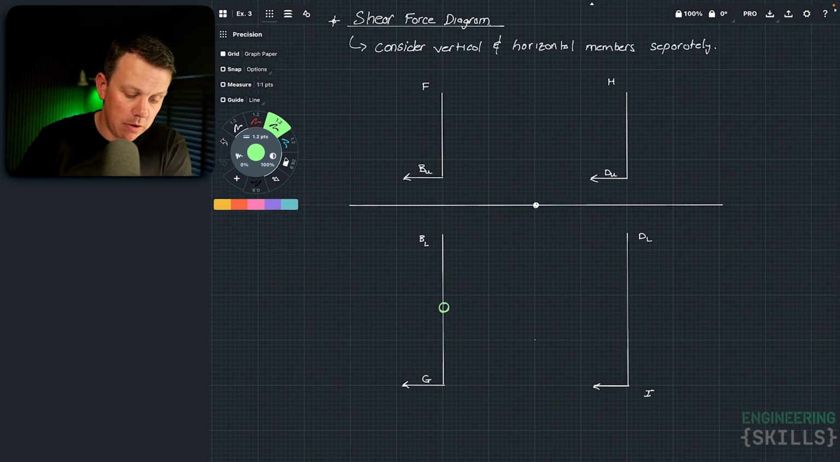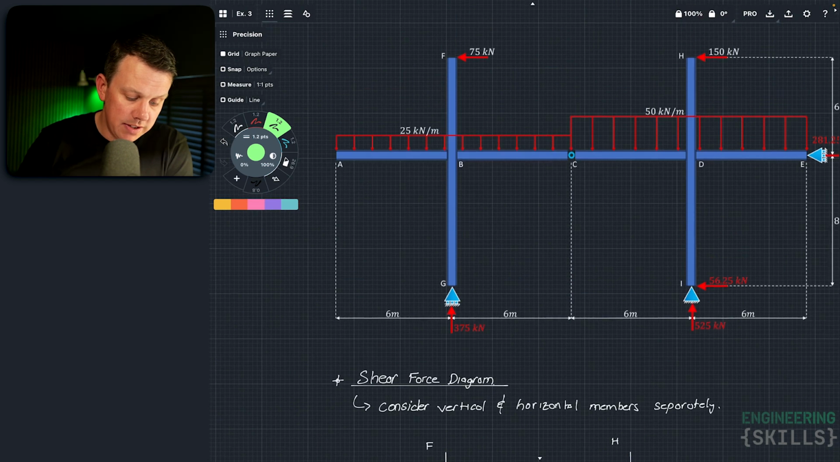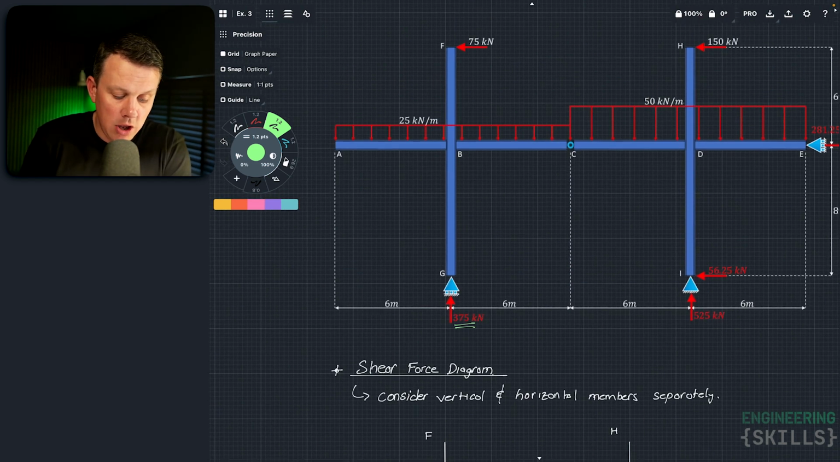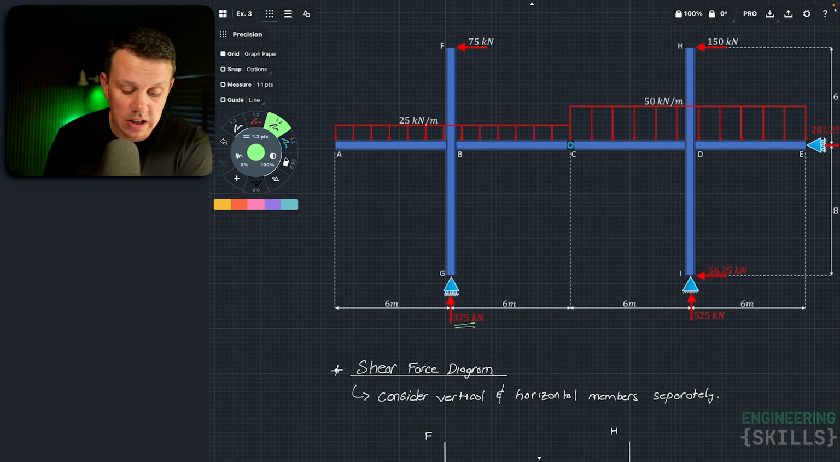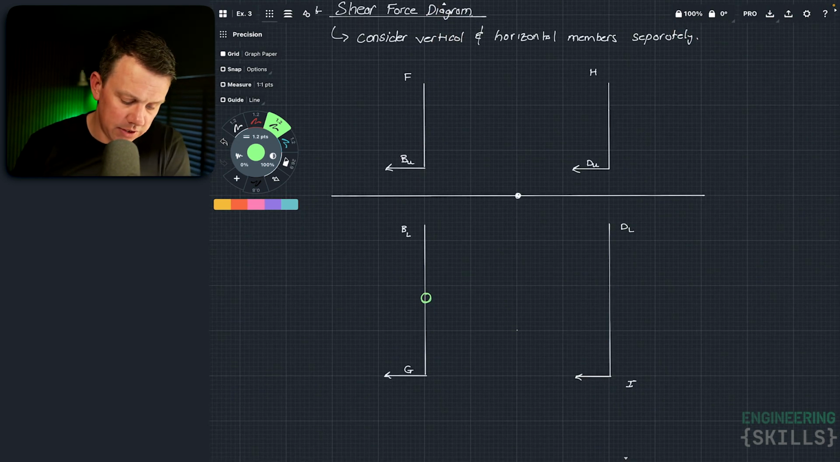If I go back up to my reaction force diagram up here, we can see we only have a vertical reaction. We've no horizontal forces because that's a roller, and so there can be no shear in that element. So that's an easy one. So we'll just say 0 there.